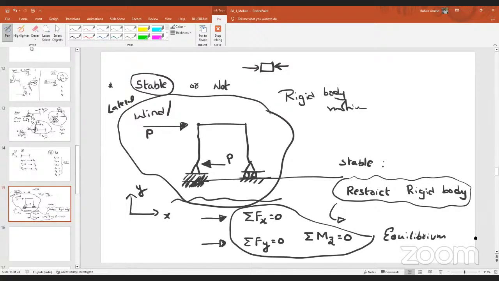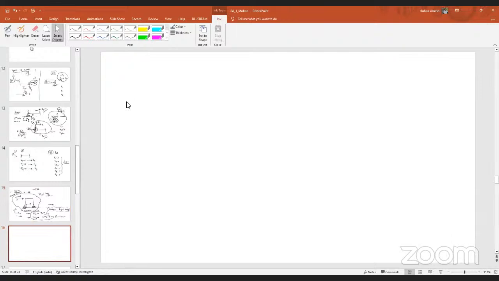So for the structure to be stable, we have to avoid the rigid body motion. How can we restrict the rigid body motion? By making the summation of the forces along the possible directions equal to 0. Why have I taken only 3 here for the two-dimensional object? If it is a two-dimensional object, only 3 types of motion are possible: along x, along y, and rotation. If I can avoid these 3, then my structure can be stable. That's why these are called the equilibrium equations.